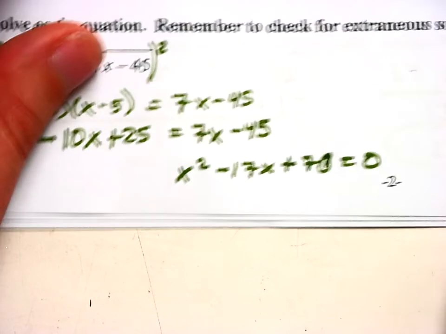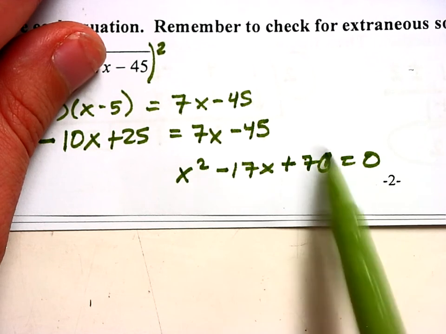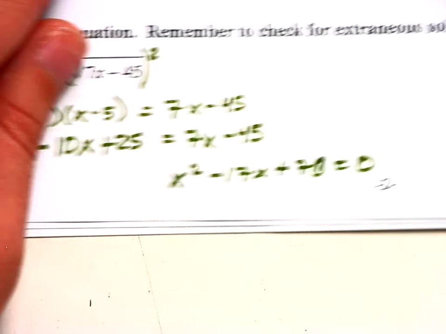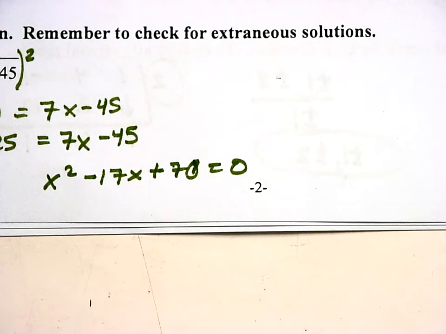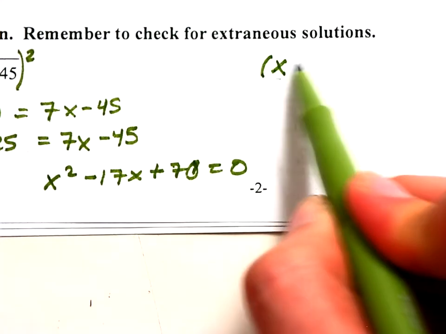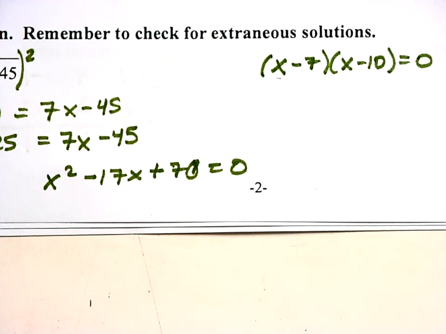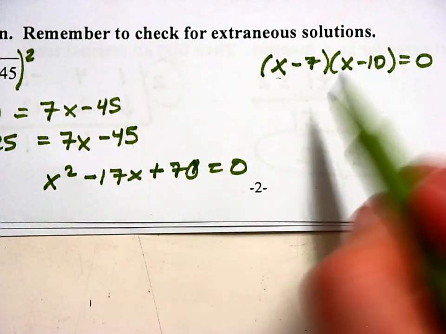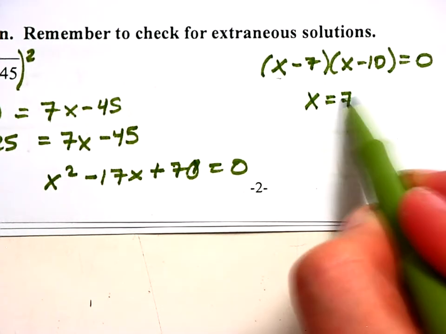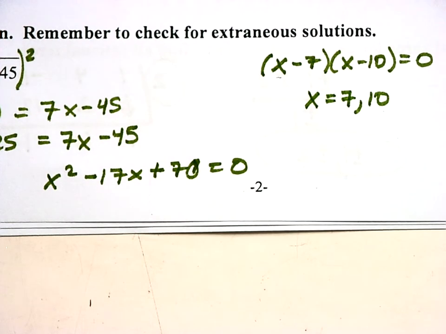And I'm noticing factors of 70 that add up to 17 are 7 and 10. So if I want to factor this, I'm going to write this as x minus 7, x minus 10. So I've got two possible answers. X could equal 7 or 10. I do have to try both.